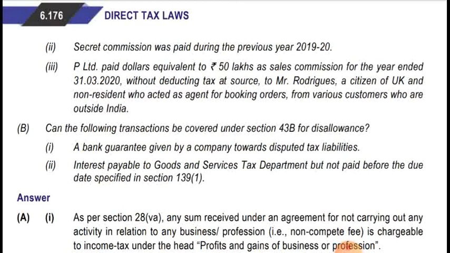So in this case, even though P Limited has not deducted TDS, no disallowance will be made and the entire 50 lakhs will be allowed to P Limited, because the income is not accruing or arising in India and is not taxable in India, so the question of deduction of tax does not arise. So P Limited will get the deduction of 50 lakhs and no disallowance will be made in respect of the payment of 50 lakhs to Mr. Rodriguez, a citizen of UK. So let's see the answer.